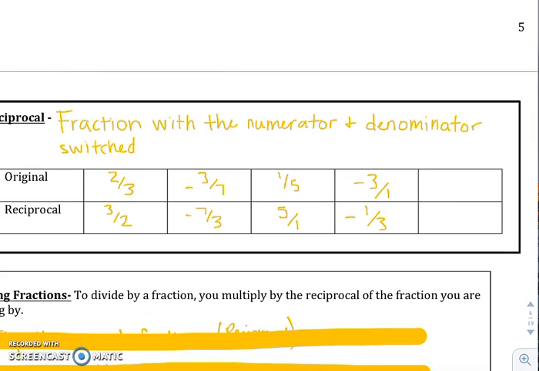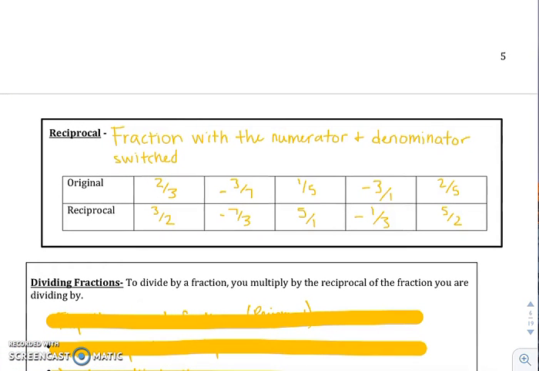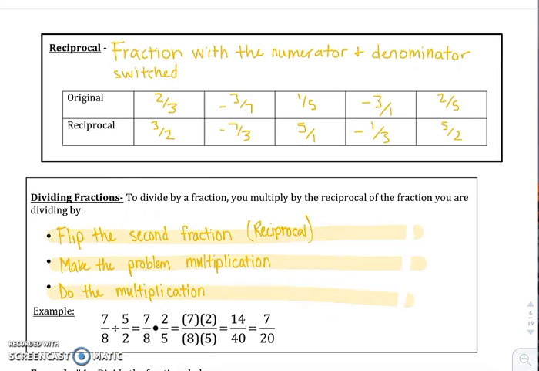So the reciprocal is just taking that original fraction and switching the numerator and denominator. Let's say we had 2/5. The reciprocal would be 5/2. So when we divide fractions, we use that reciprocal within the problem to do the operation of division.